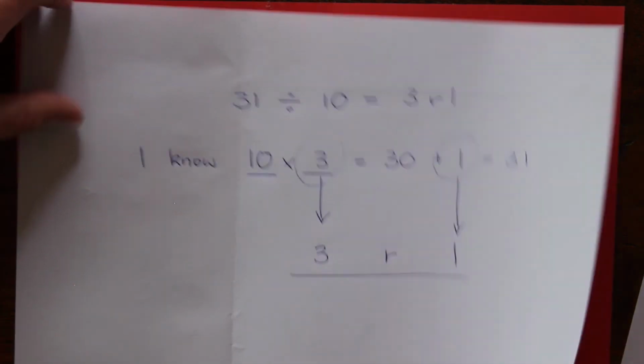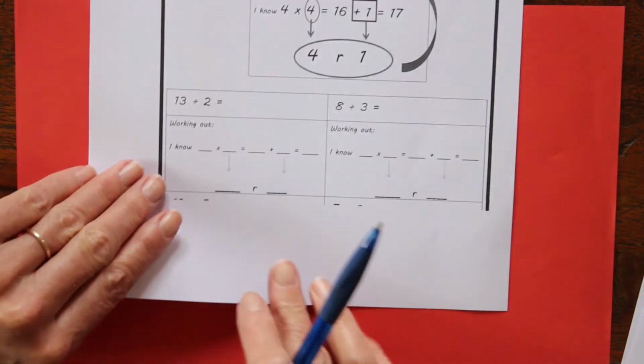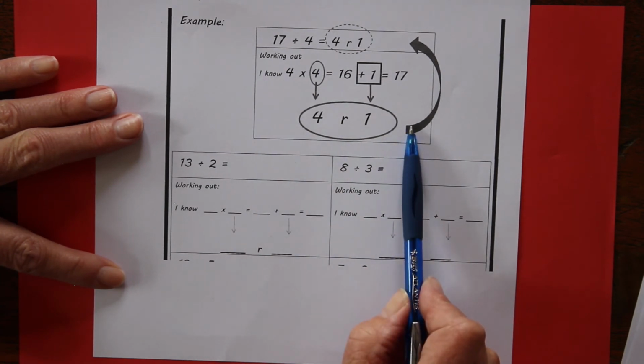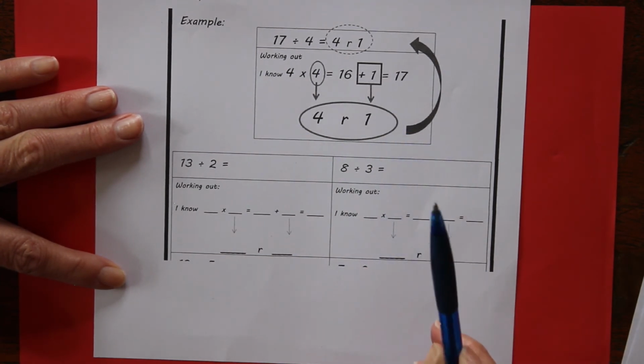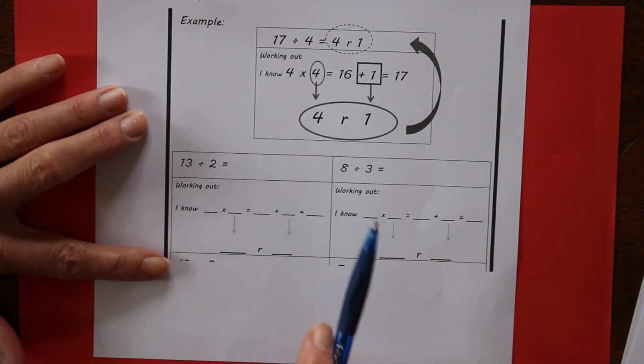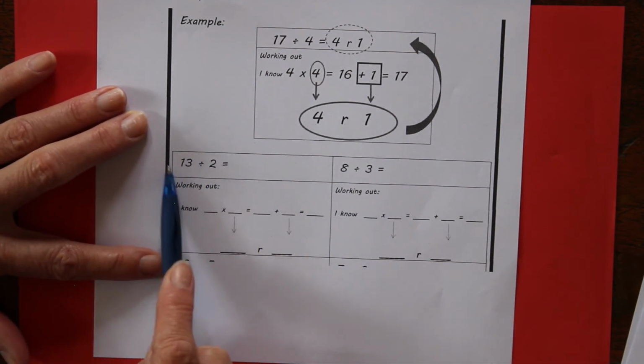So what you're going to get today is this. You're going to get an example that you can follow, and you've got 10 questions. So just work your way slowly through it. And here's my first problem.